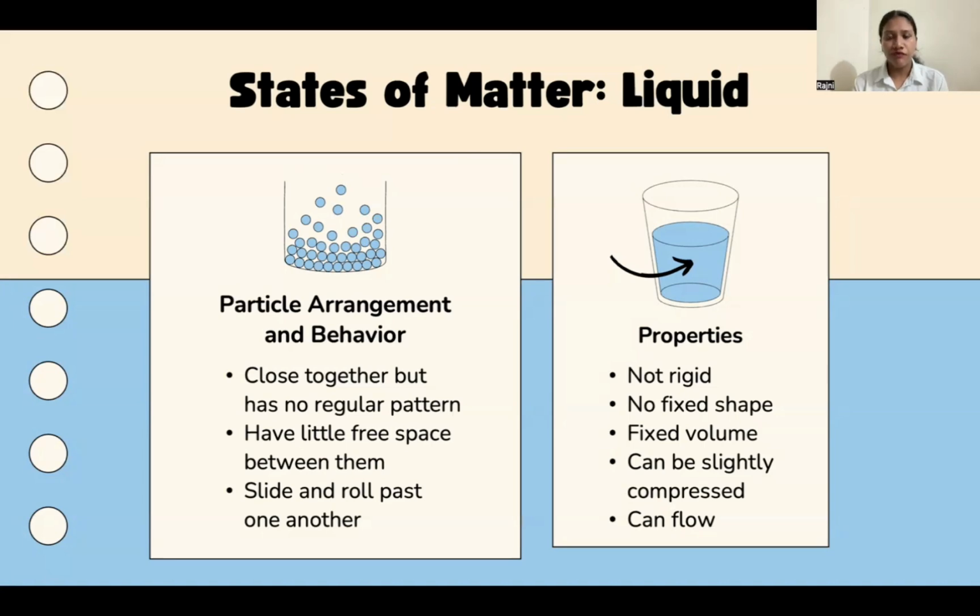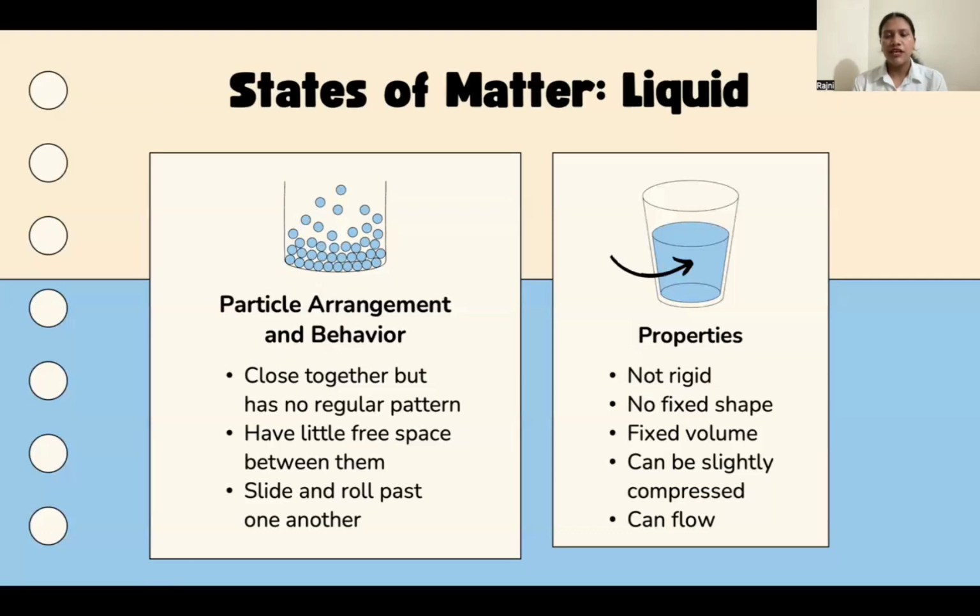They have little free space between them and they slide and roll over one another as there are spaces between them. We can link the particle arrangement to the properties and conclude that as there are spaces between the particles, they are not rigid. They have no fixed shape as they are randomly arranged, but they have a fixed volume, and liquids can be slightly compressed and liquids can flow.